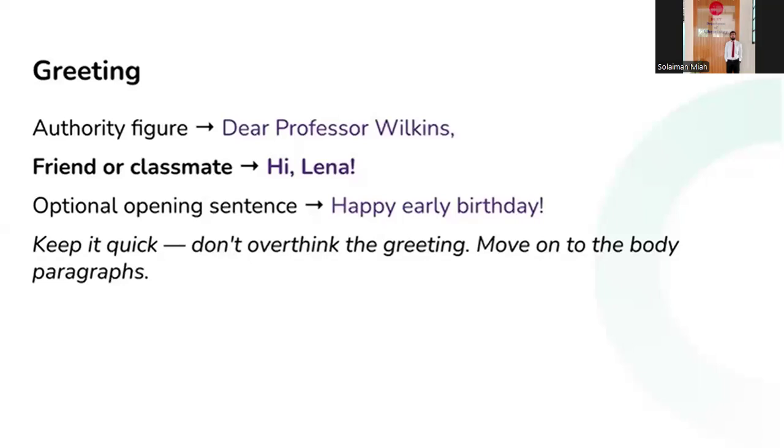You want to choose a tone that fits the situation. For example, if you're writing to a professor, you'll probably want to use Dear Professor Wilkins. But if you're writing to a classmate or a friend, Hi Lena works well. You can also include a short opening sentence before jumping into the bullet points. In this case, Happy early birthday sets a nice tone before moving into the body of the email.